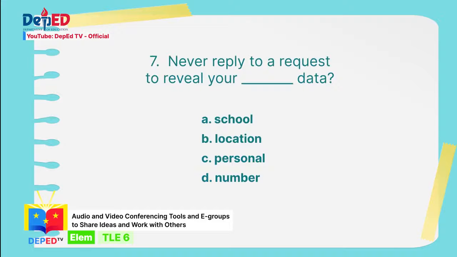Number 7, never reply to a request to reveal your blank data. Letter A, school. Letter B, location. Letter C, personal. Letter D, number. And the correct answer is letter C, personal.